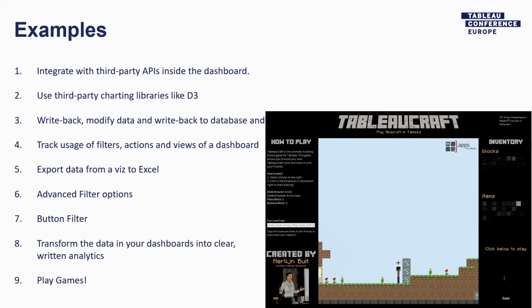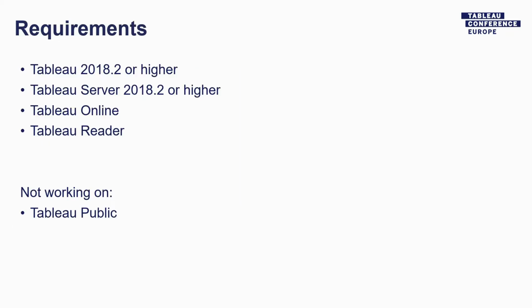And the last one, of course, is playing games. So those things you can do with the extensions API. So just a few examples of the possibilities of the extensions API. There are a few requirements. You should be on Tableau 2018.2 or higher. You should have a Tableau server 2018.2 or higher, or Tableau Online. You can also use it with Tableau Reader, and it's not working on Tableau Public yet. So we have to keep asking Tableau if they can add it. So that's a hint, that's a tip.